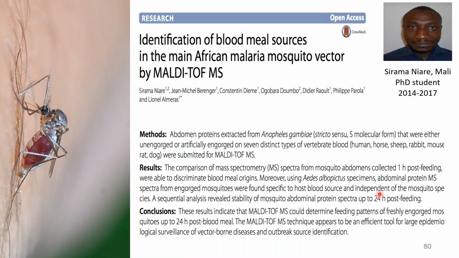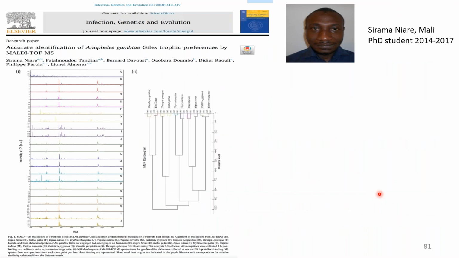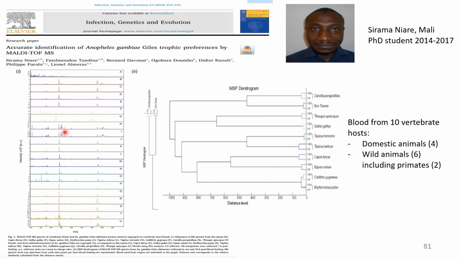The first person who did this was Sierra Maniere from Mali. He fed Anopheles mosquitoes, the vector of malaria, and after 12 hours and 24 hours, he collected the abdomen and generated spectra. What you can see here is that he got really nice quality spectra from the engorged abdomens, and that those spectra were specific to the host he had fed the mosquito with.